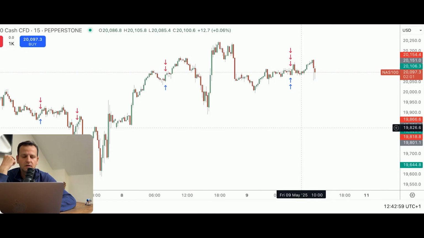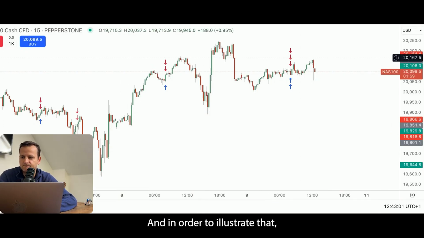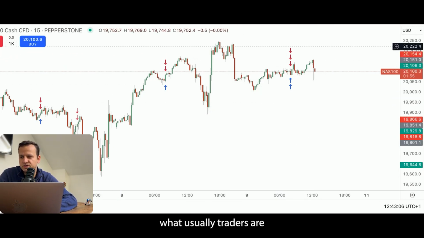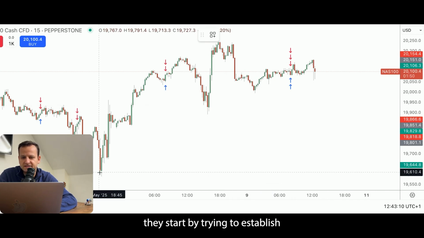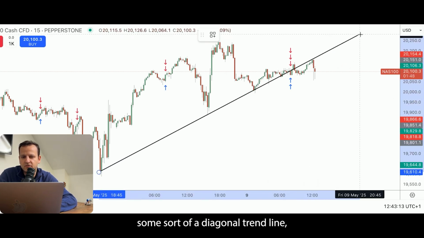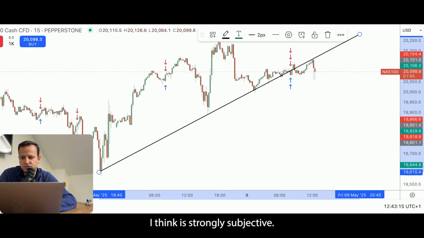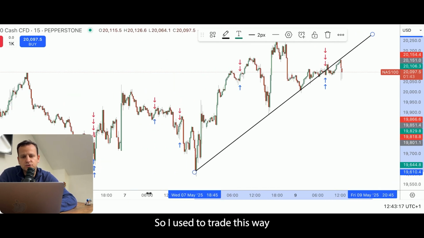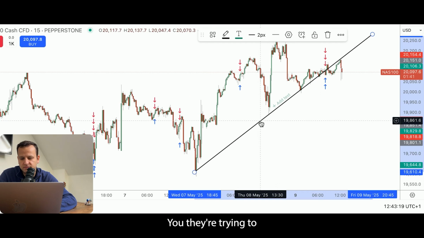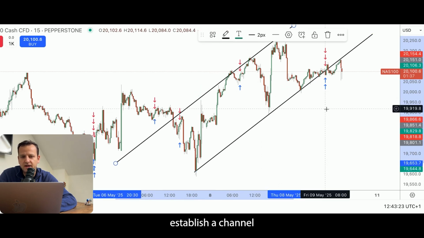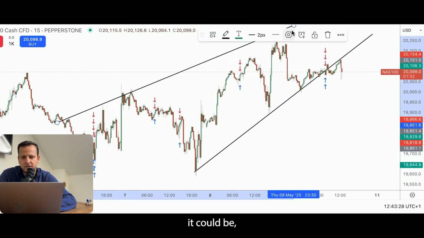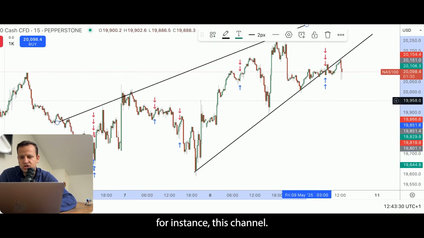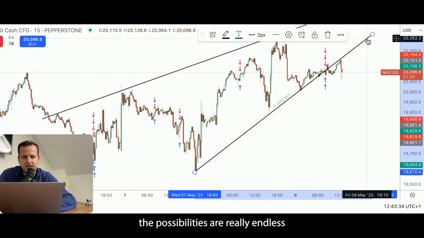Let's dive into it. So here is the Nasdaq chart, and in order to illustrate that, I would first start by what traders usually struggle with. Most traders start by trying to establish some sort of a diagonal trend line, which I think is strongly subjective. I used to trade this way, trying to establish a channel in which the price is moving, but then this channel could be that channel, or it could be, for instance, this channel. The possibilities are really endless.